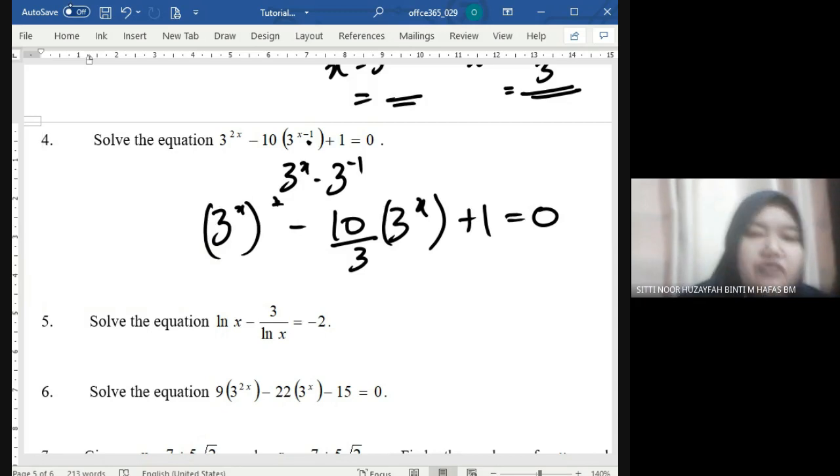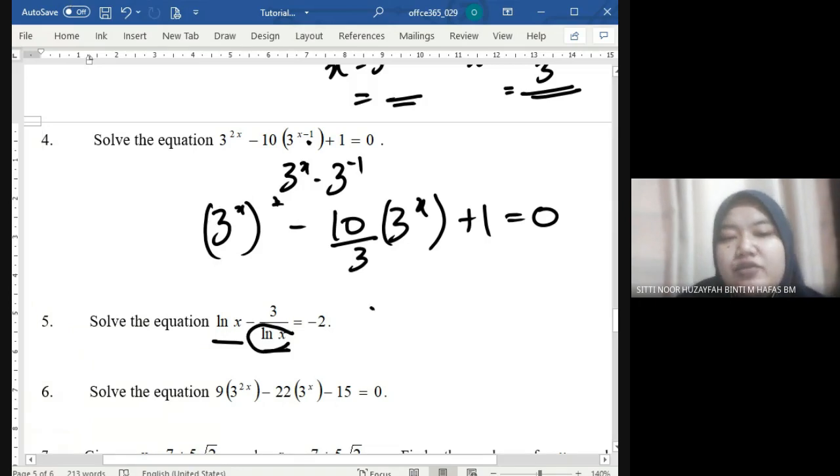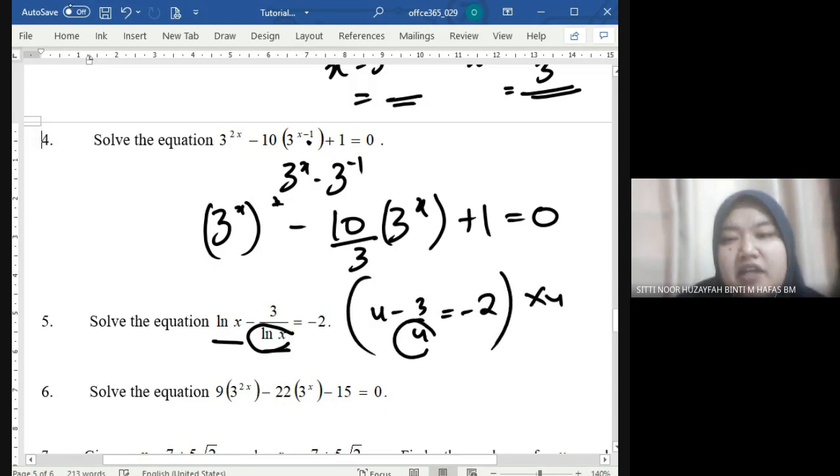Okay. So for question number 5, also the same. So we have natural log of x minus 3 over natural log of x. This one you don't have to change the base because the base is the same, but because we have this as the denominator, if we let u, we have u minus 3 over u equal to negative 2. So to eliminate this u, we have to multiply by u. The same as question number 3, right?